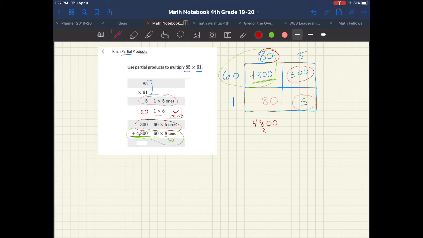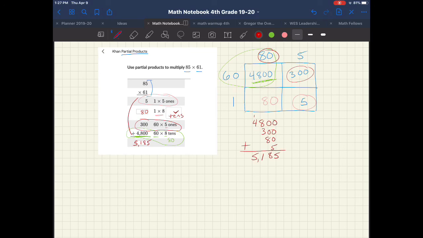So 4,800 plus 300 plus 80 plus 5, again, are the exact same numbers as these guys. I wrote them in reverse order, but we can still add them. So it looks like 5,185. You'd put 5,185 here in the box.